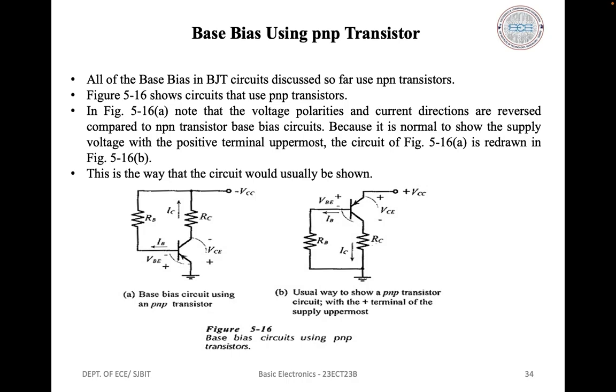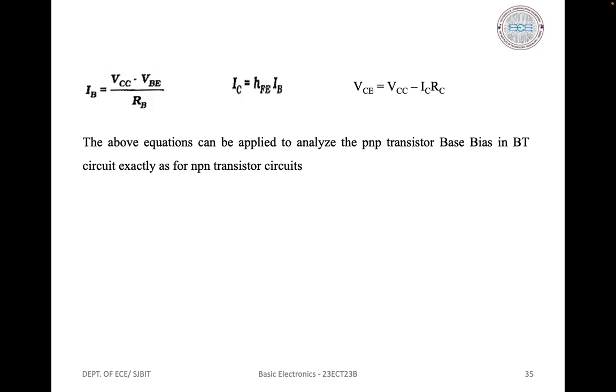Similarly, for base bias using PNP transistor, the circuit is shown here. All of the base bias BJT circuits discussed so far use NPN transistors. Here is the circuit which shows voltage polarities and current directions reversed compared to NPN transistor base bias circuits, because it is normal to show the supply voltage with the positive terminal uppermost. So the figure is redrawn here. This is the way that the circuit is usually shown. So the above equations can be applied to analyze the PNP transistor base bias BJT circuit exactly as for NPN transistor circuits.